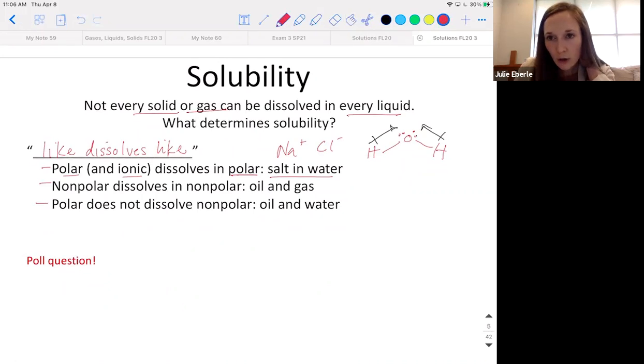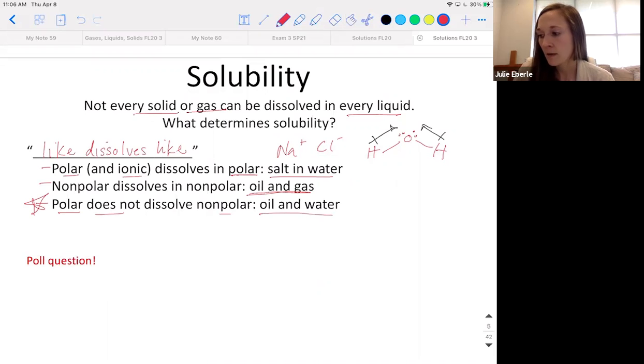Nonpolar solutes will dissolve in nonpolar solvents. Oil and gas, those things will mix. Those will give you a solution. And then lastly, if the first two are true, then the third one's also true, that polar solutes do not dissolve in nonpolar solvents, and vice versa. Nonpolar solutes do not dissolve in polar solvents.